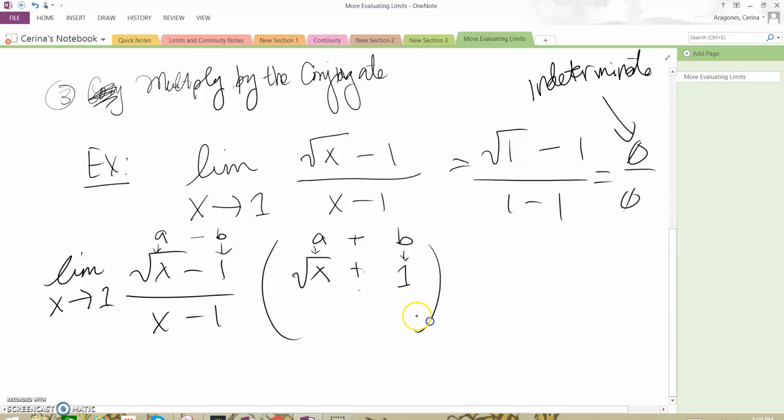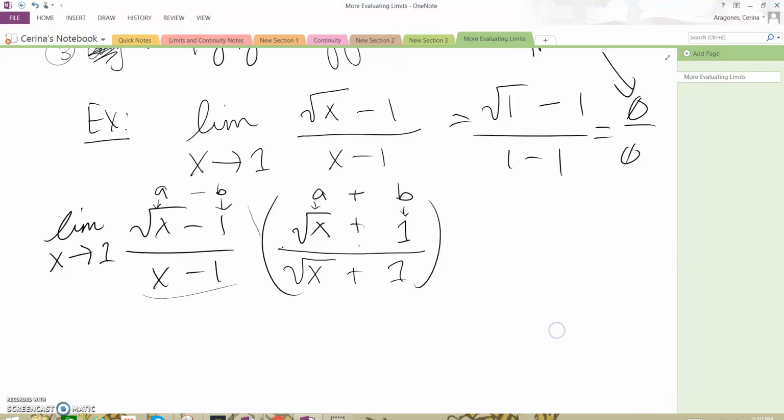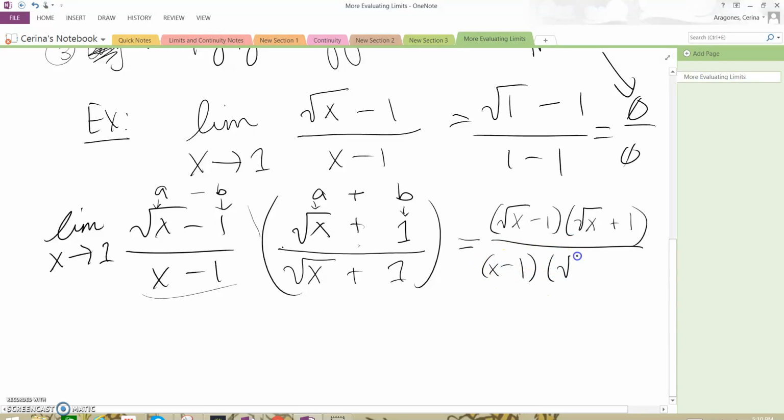Now we can't just multiply a function by anything and not change it, right? So by multiplying this function by the conjugate, I would change the function. So we have to multiply the numerator and the denominator by the conjugate. That way, we're multiplying by 1. We're not really changing the function, and we can evaluate its limit. So let's multiply this out. So we are left with root x minus 1 times root x plus 1 over x minus 1 times root x plus 1. Now, as you can see, we have an a minus b and an a plus b.